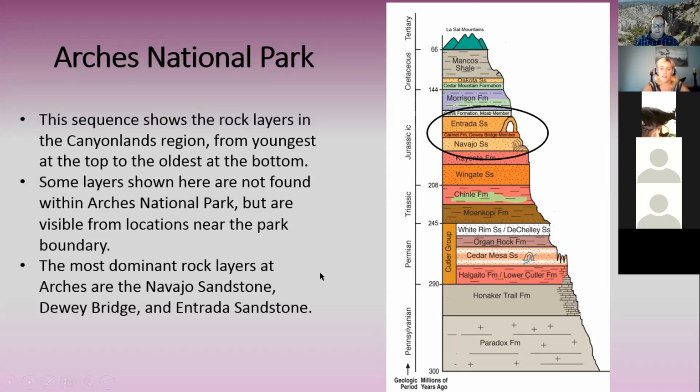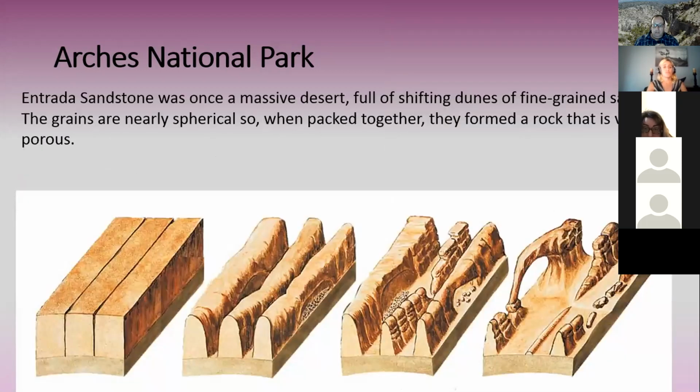The arches are formed within the Entrada sandstone, which was once a massive desert full of shifting dunes of fine-grained sand. The grains were nearly spherical, so when packed together, they formed a rock that was very porous. Drops of rainwater soaked into the pores easily and then slowly dissolved the calcite that was bonding the sand together. So in other words, these rocks were rotted from the inside out. And in the wintertime, the water in there would freeze, expand, and crack the rocks, and this is how the arches were formed.